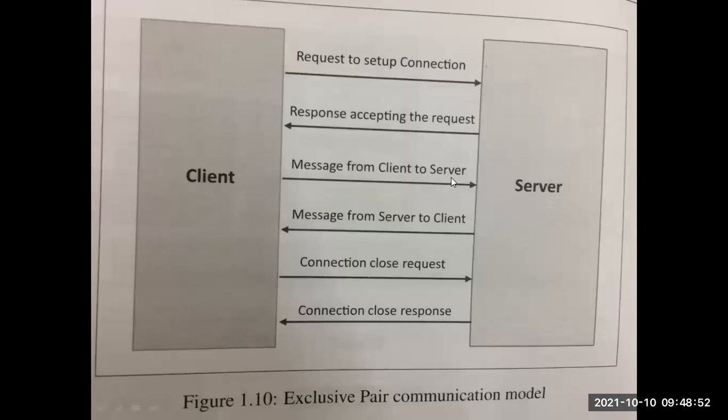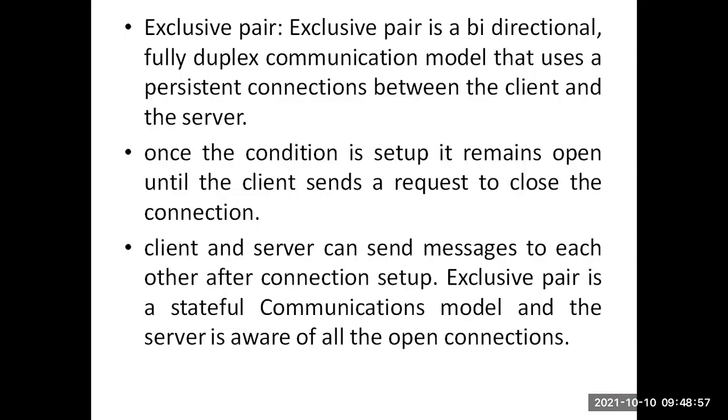Next is the exclusive pair communication model. The exclusive pair communication model is a bidirectional full duplex communication model that uses a pre-registered connection between the client and server. In the previous three models, only the server sends data that the client can receive. The client cannot send to the server. It is half duplex, only one way. The client only requests and gathers the data, but it cannot send data to the server. In the previous three models, it cannot be bidirectional.